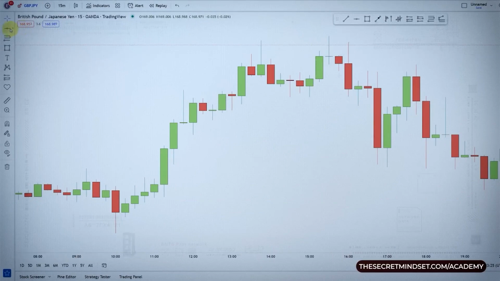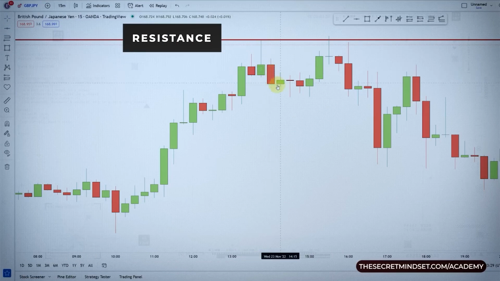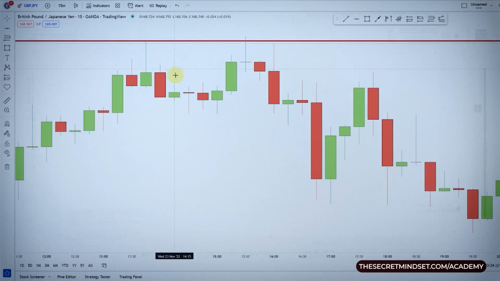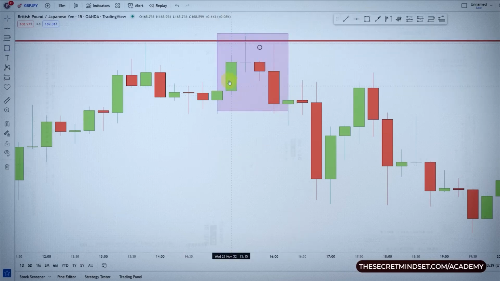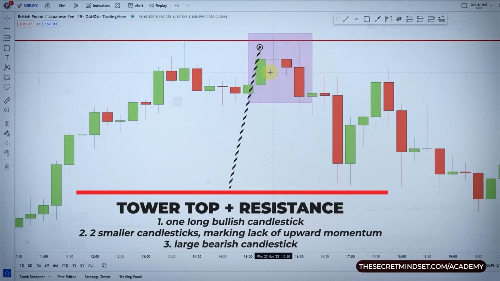Here's a resistance level where price couldn't break above and moved lower. Observe this clear rejection candle, a pin bar. And here's our candlestick pattern, which formed at the previous high. We have one long bullish candlestick, followed by two smaller candlesticks, marking the lack of upward momentum. And the formation is completed with this large bearish candlestick, marking the change in momentum from bullish to bearish.